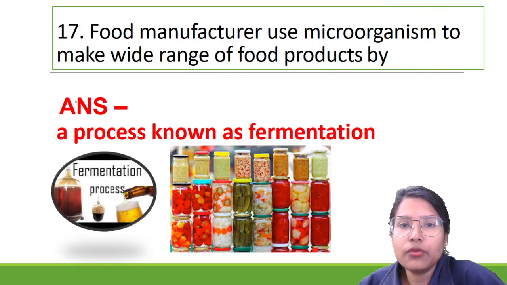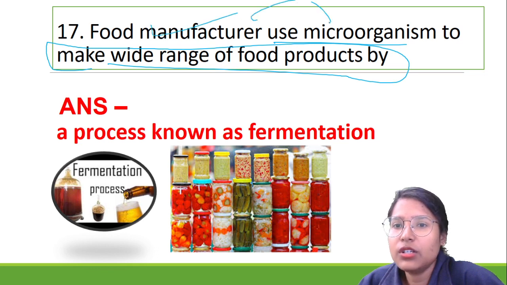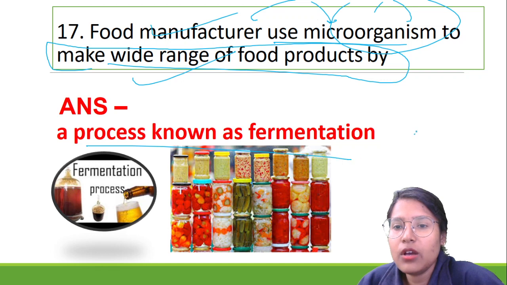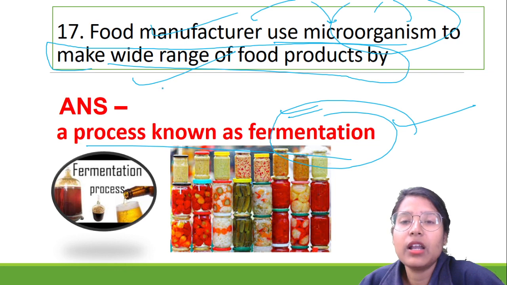Next one is the food manufacturer using microorganisms to make a wide range of food products. The food manufacturer generally uses microorganisms to make a wide range of food products by the process of fermentation. Fermentation is the process by which the food gets manufactured. We can manufacture a large amount of food, of different quantity and quality, by the fermentation process. These are the products which you have seen are made from the fermentation process.